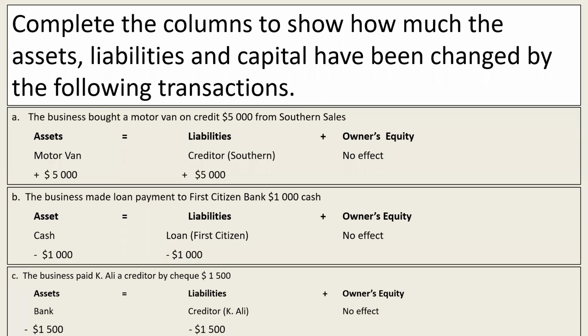All right, so the business received the motor van. The motor van costs $5,000. It is an asset, so it is a plus for the business. The creditor, which is Southern Sales, sold the motor van to the business on credit. Southern Sales did not receive any money for the motor van as yet, so the business is owing Southern Sales. So it's a plus for Southern Sales because they know that they have to get money. It increases the liability, and that is the reason for you having a plus by both assets and liabilities. Once it does not affect owner's equity, you just put no effect.